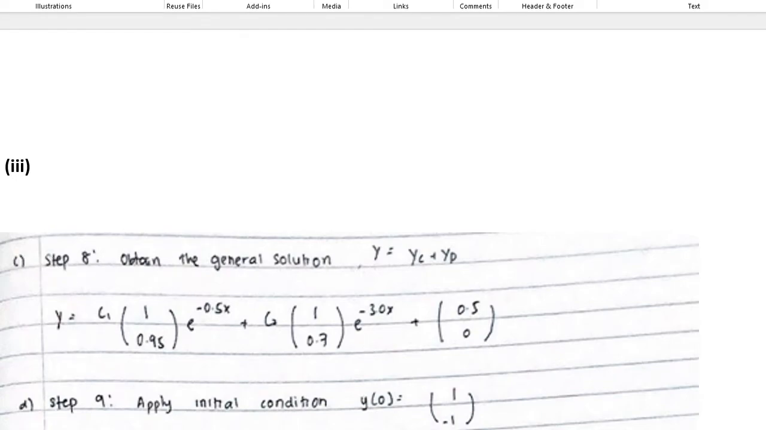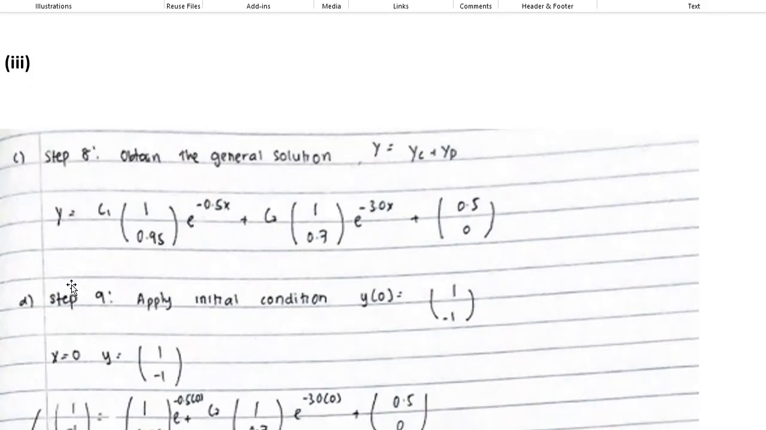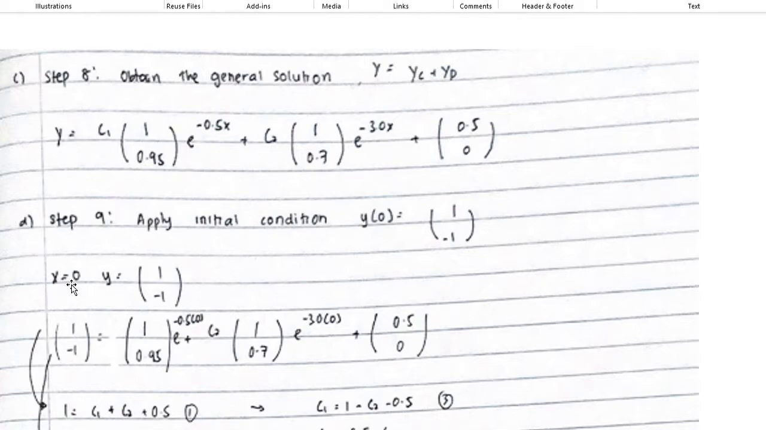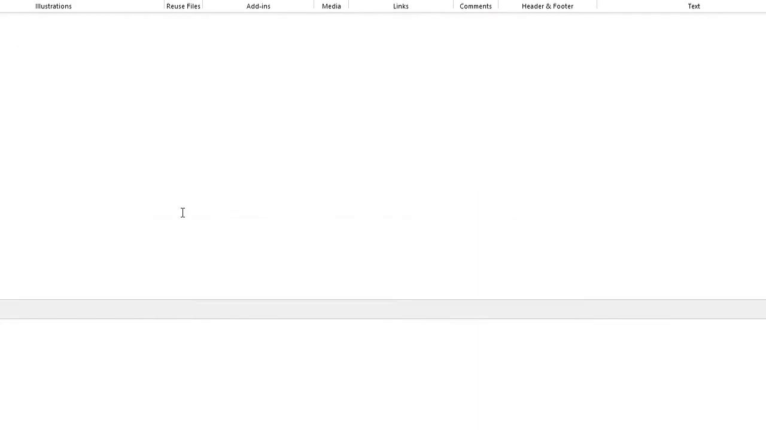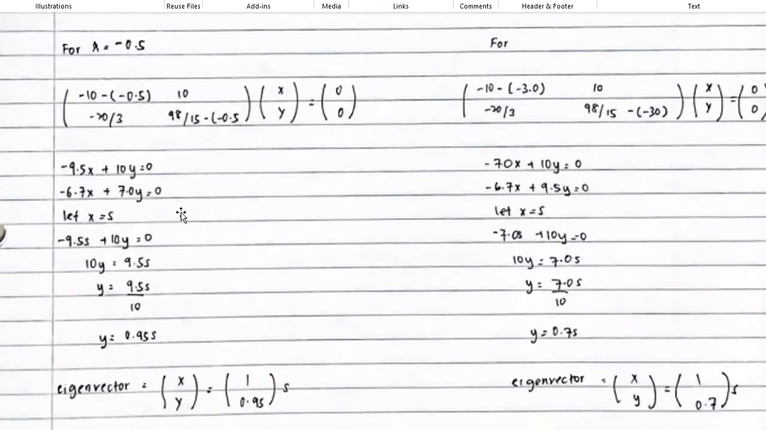So for question C, we have solved question C already. Okay, for part D, which is step 9, the question gives the initial condition.